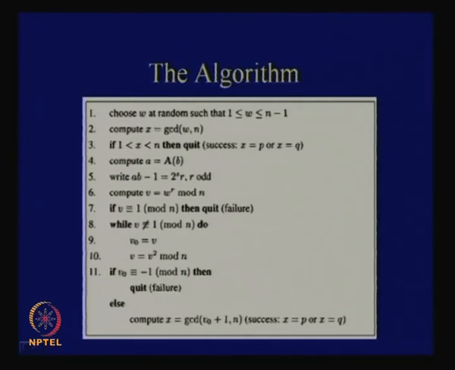Then you compute the value of w to the power of r. You have chosen one value of w, and r is the odd value, so you compute w to the power of r mod n. You get a value v. If v is equal to 1, then it is a failure. Otherwise, if v is not equal to 1, we try to find the squares of w to the power of r. So we calculate w to the power of r, w to the power of 2r, and so on, calculating the squares. Wherever you get a 1, you quit this loop.